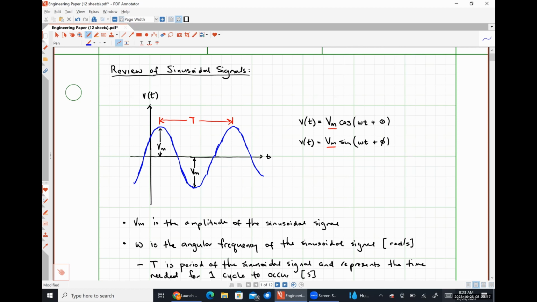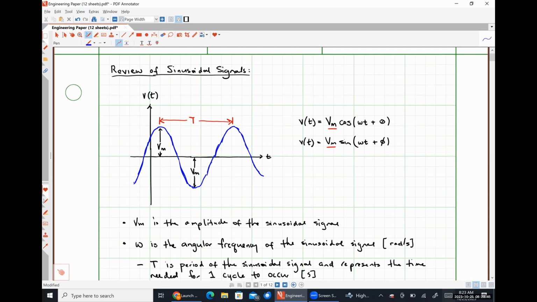A positive quantity indicates a time shift to the left. Our peak value is occurring to the right of t equal to 0. So I argue this is a delayed signal from the perspective of a cosine function. So in reality, our phase angle would be a negative value of theta.